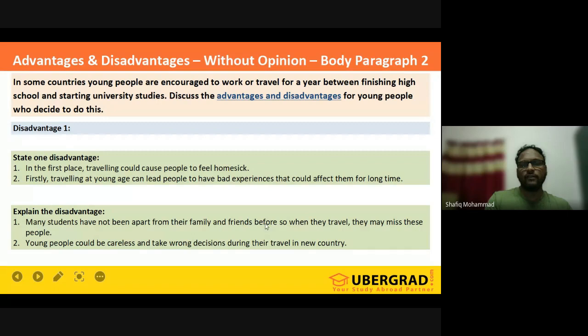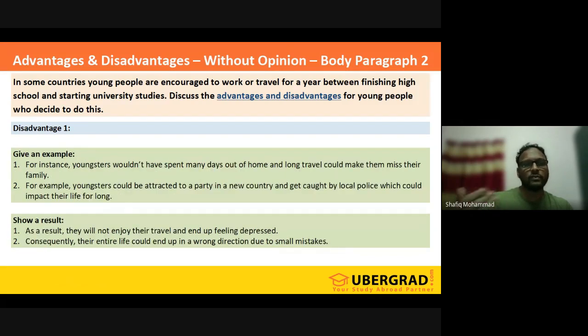See, family and friends before, so when they travel, they may miss these people. Young people could be careless and take wrong decisions during travel in a new country. So for this, he's giving some explanation of this disadvantage. When they travel, young people might face bad experiences, like if they are careless they can take some wrong decisions during the travel to a new country, and this will lead to what we are going to discuss.